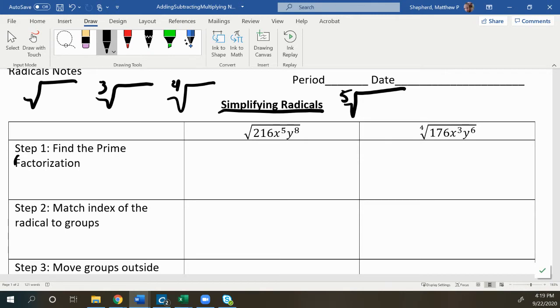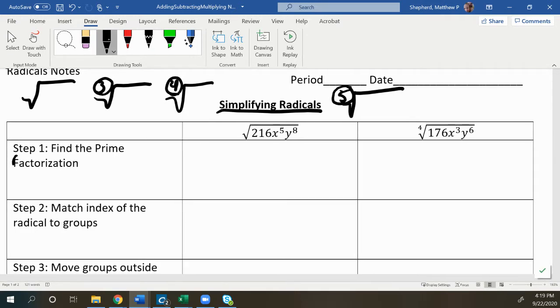One thing to pay attention to is the index. These numbers that I've written in that top little left portion, those are called the index, and they're going to tell us to what degree that root is. When you don't see a number there, it is because the number is 2. Okay, so it's a square root.